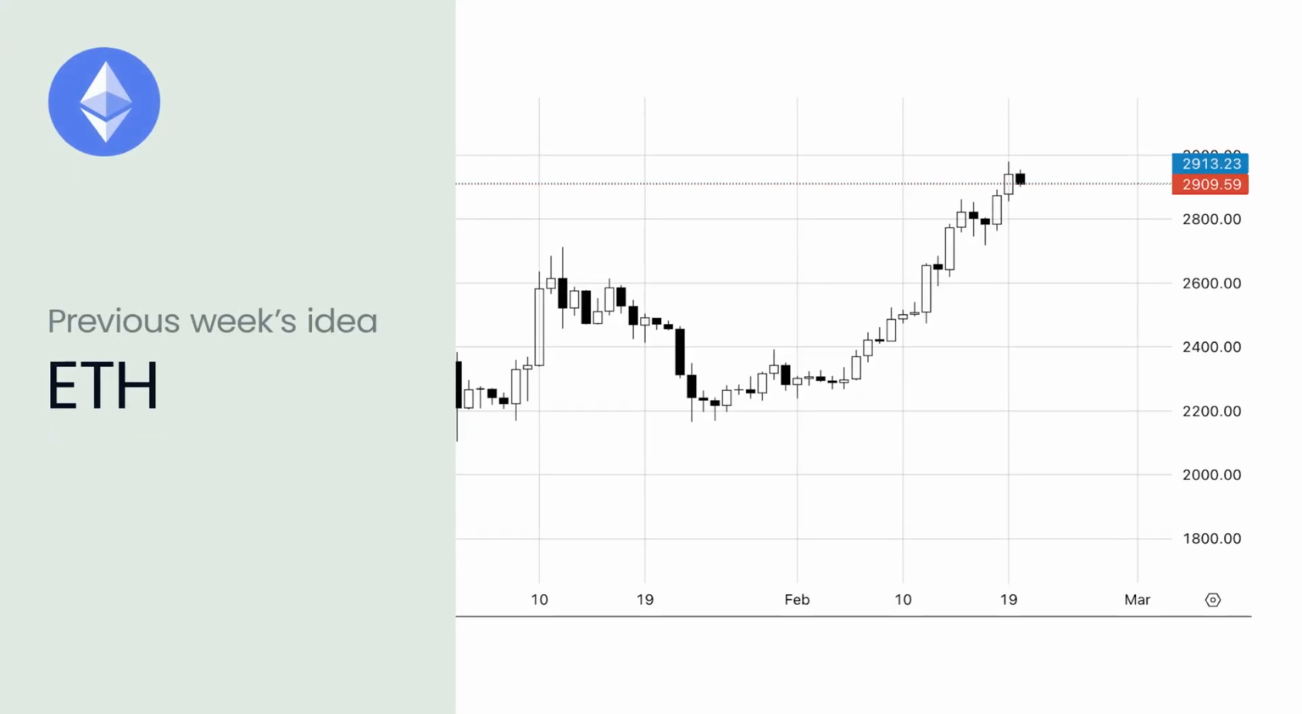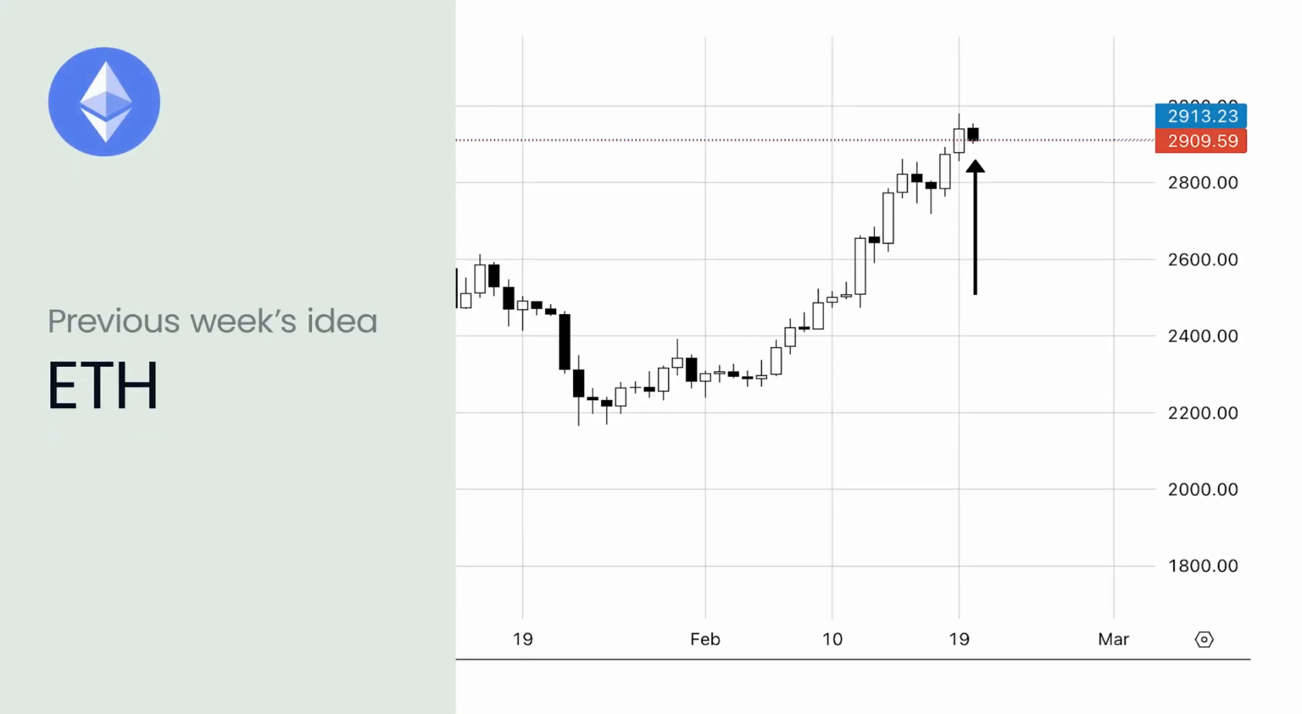Last week's idea was for a buy on Ethereum against the dollar with a target around the 2,800 area or even higher. The idea was completely successful with the price trading currently higher than 2,900.